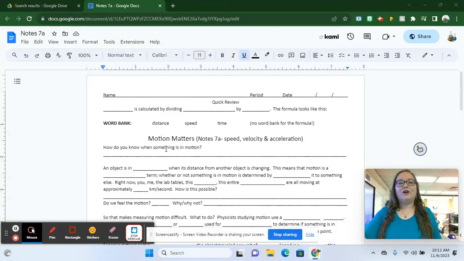So today we are beginning our new unit on motion. So we're starting with notes 7A.